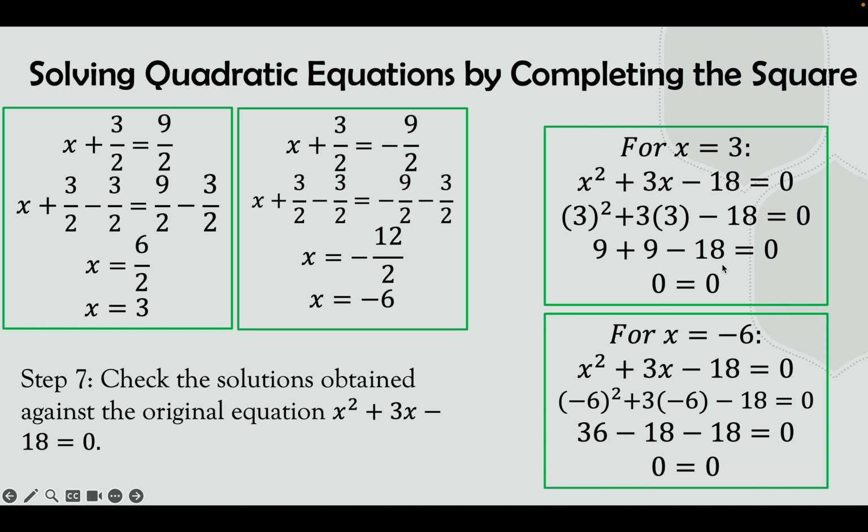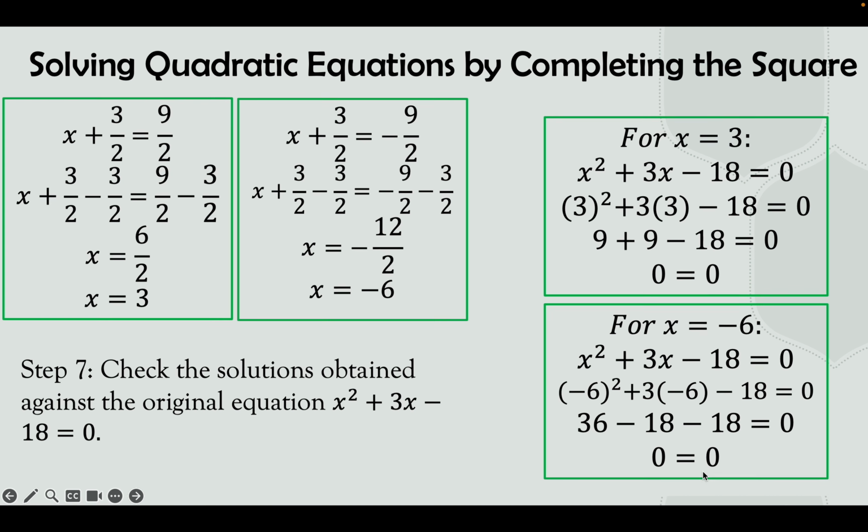Next, for x = -6, we have (-6)² + 3(-6) - 18 = 0. (-6)² is positive 36. 3 times -6 is -18, minus 18. So we have 36 minus 18 is 18, minus 18. We have 0 = 0.